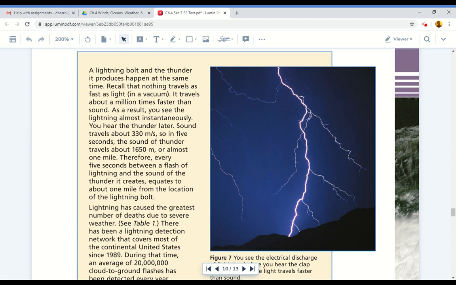Sound travels about 330 meters per second. So in 5 seconds, the sound of thunder travels about 1,650 meters, or almost 1 mile. Therefore, every 5 seconds between a flash of lightning and the sound of the thunder it creates equates to about 1 mile from the location of the lightning bolt.